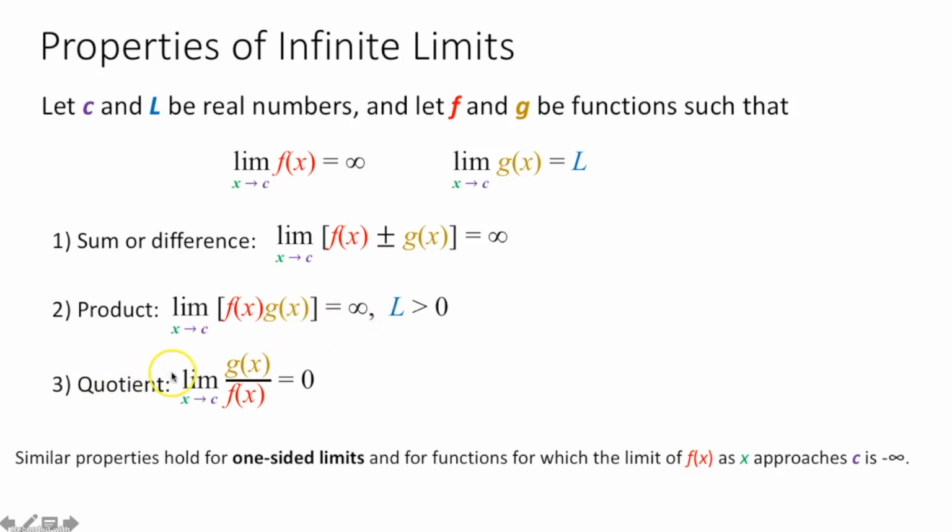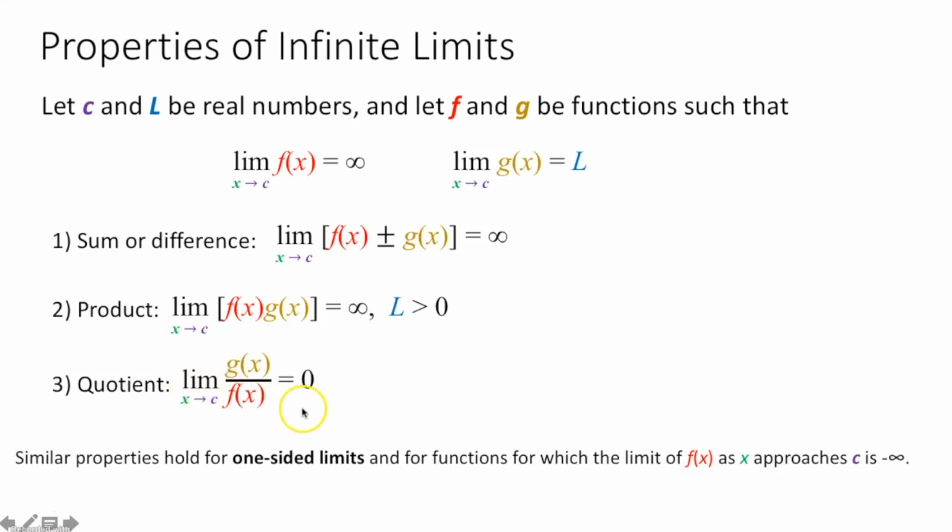Now the quotient property says the limit as x approaches c of g of x over f of x has to equal 0. And this again makes sense. If you evaluate each of these limits separately, you end up getting the limit as x approaches c of g of x, which is a number, over the limit as x approaches c of f of x, infinity.